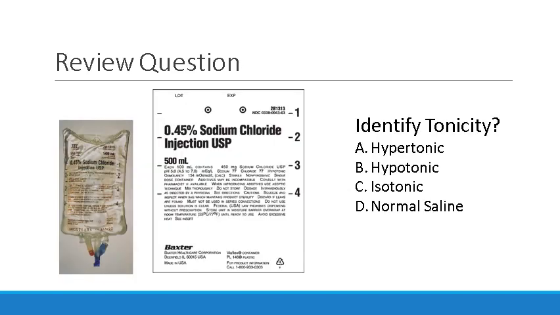So identify the tonicity. If we look at this bag of IV fluids here, and there's a label next to it, it's 0.5% sodium chloride. We know that as half normal saline. So if you look back in your notes, half normal saline, the tonicity of that would be hypotonic.